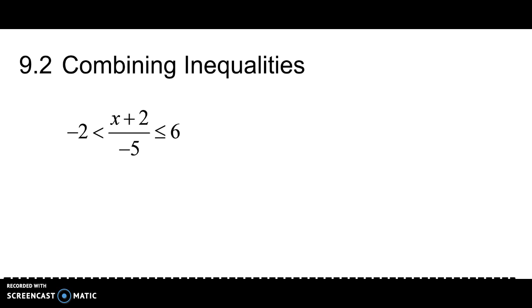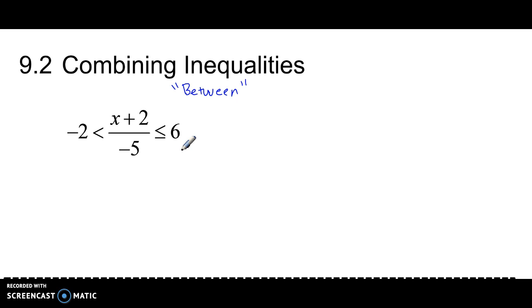The first situation is something like this example, where the inequality has three pieces. There's a middle piece, and a left piece, and a right piece. This sort of situation comes typically in the English language when you use the word between. Here you would say x plus 2 over negative 5 is between negative 2 and 6. That means it's bigger than negative 2. It means it's also less than 6 at the same time. So the word between typically gives you one of these three-sided inequalities.